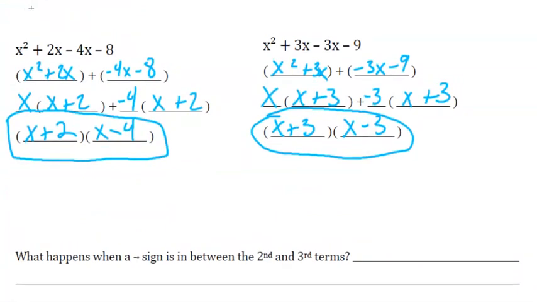So what happens when a negative sign is in between the second and third terms, like for this one, for example? What you want to do is make sure there's a plus sign in between the two groupings.